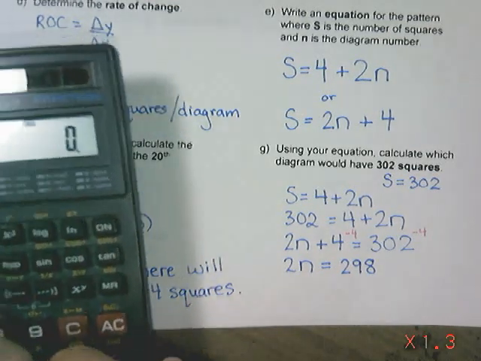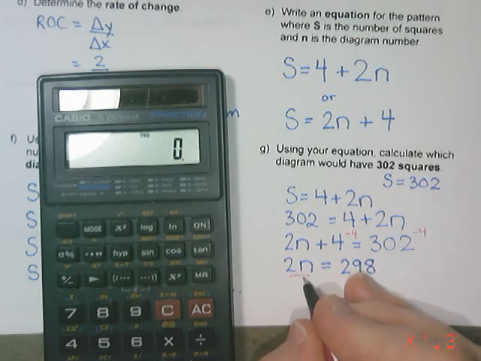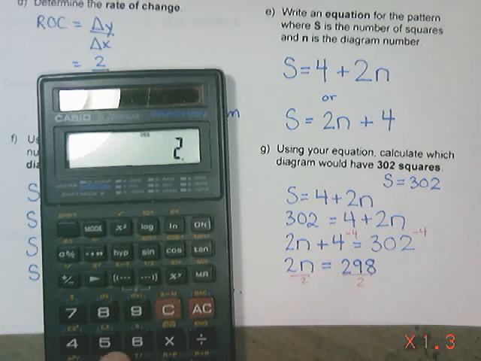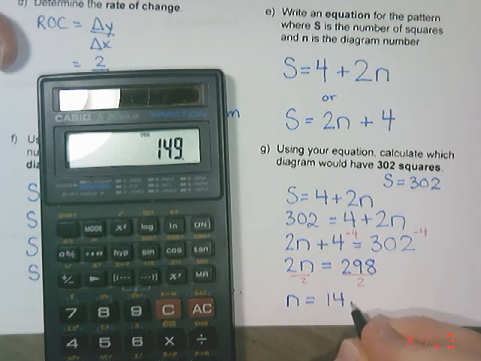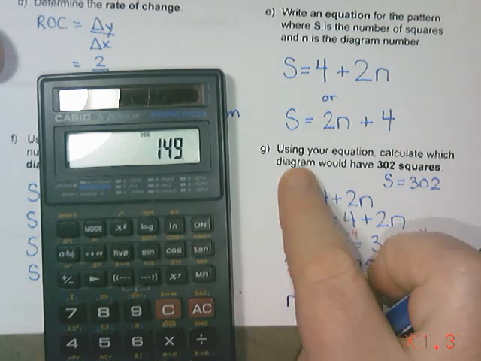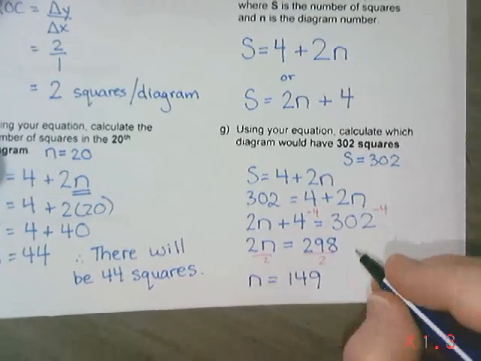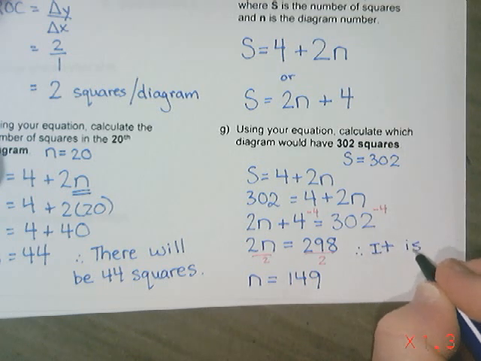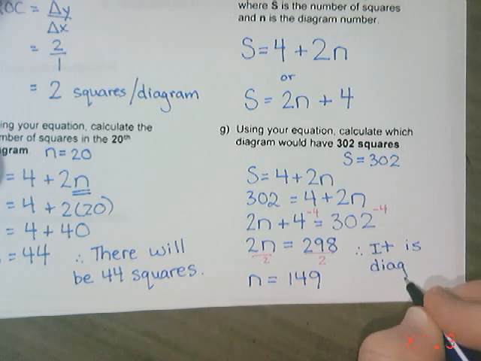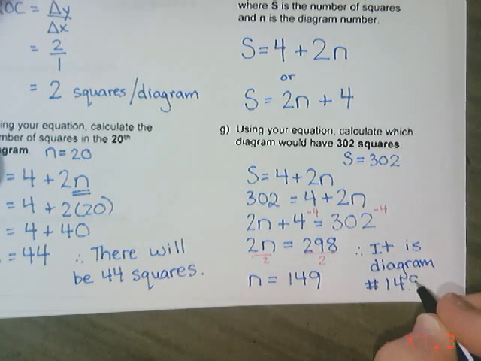And then I'm going to use my calculator to help me with this division. I would divide both sides by 2. 298 divided by 2 is 149. So using your equation, calculate which diagram would have 302 squares. I'm going to say, therefore, it is diagram number 149.